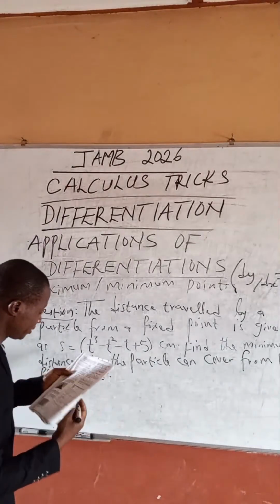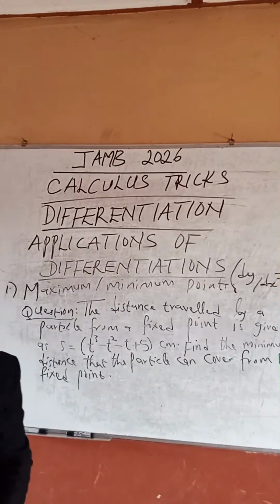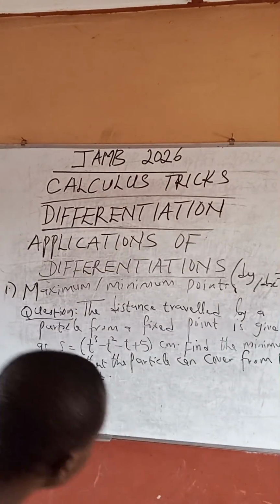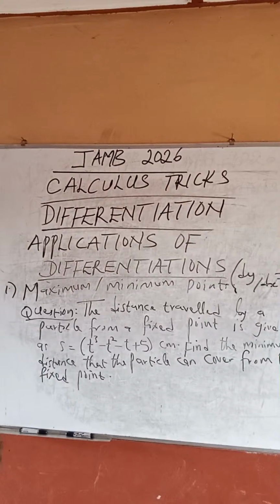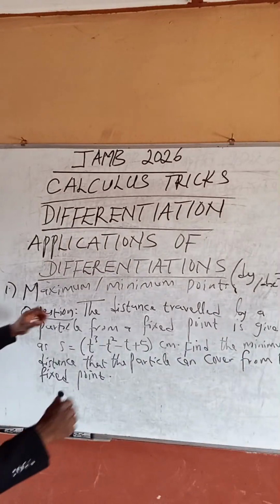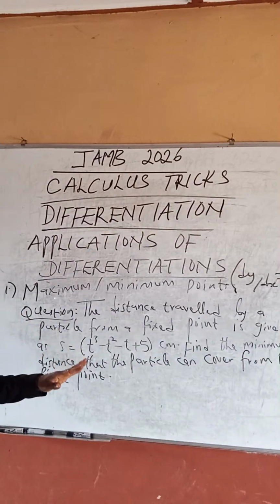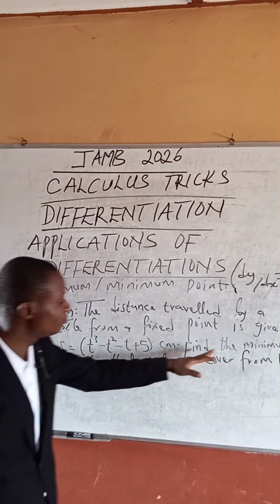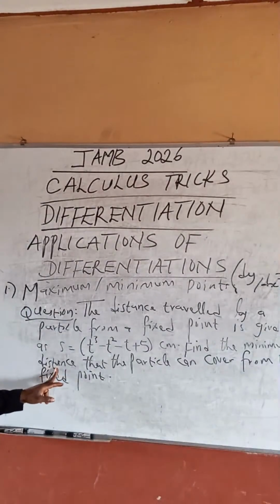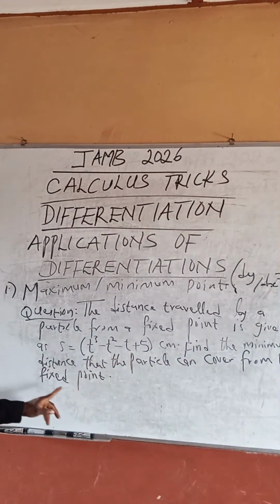So look at this question. Yes, you see, they make it so long so that you think there will be no headway. No, this question is one of the cheapest questions. Just look at it very well. You see that it's quite easy, right? Yes, this is exactly what you need. We are to find the minimum distance that the particle can cover from the fixed point.